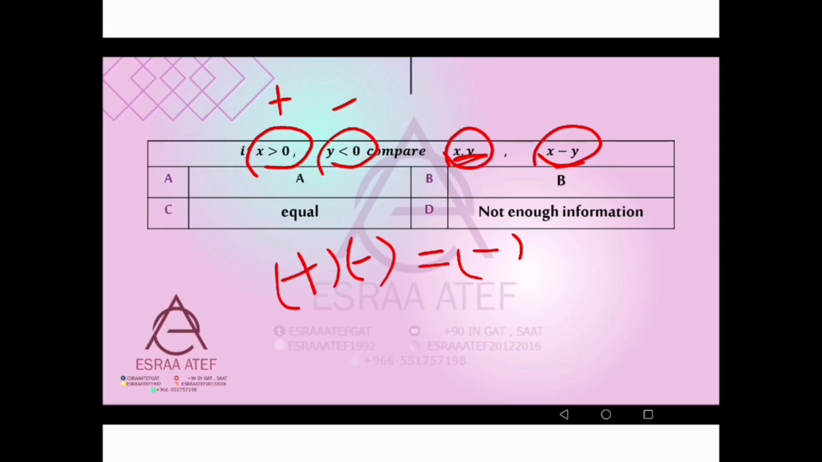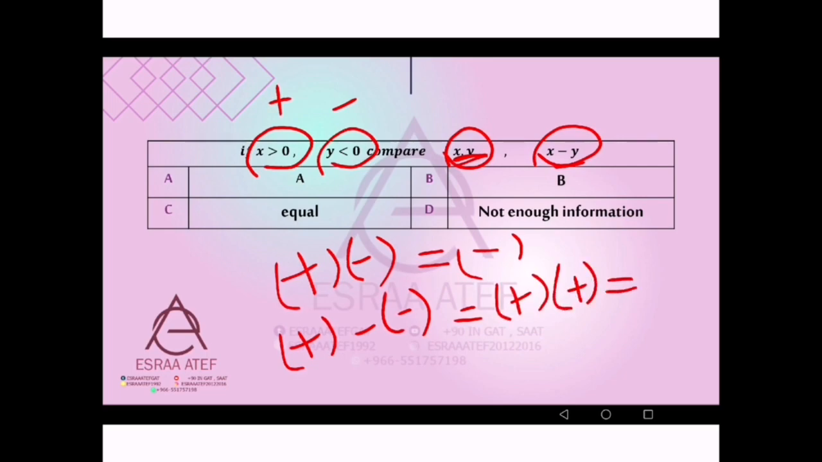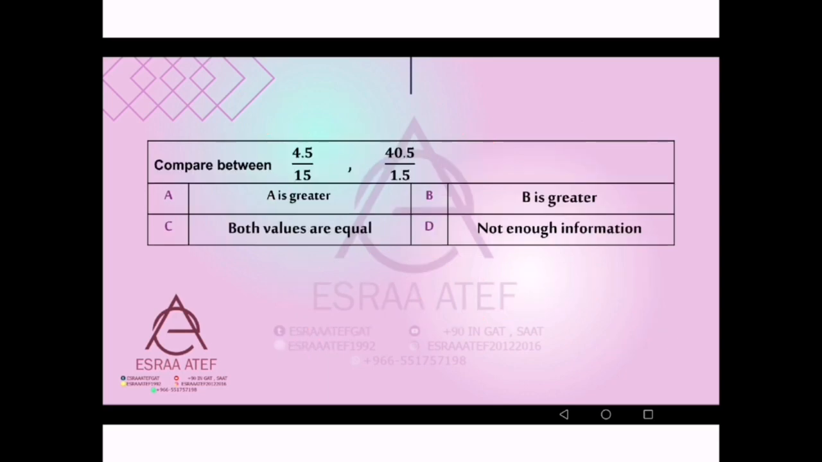Here it's positive minus negative, which means positive, and positive added to positive means positive. So which one is bigger? The positive result, which is B. So the second value is the bigger.